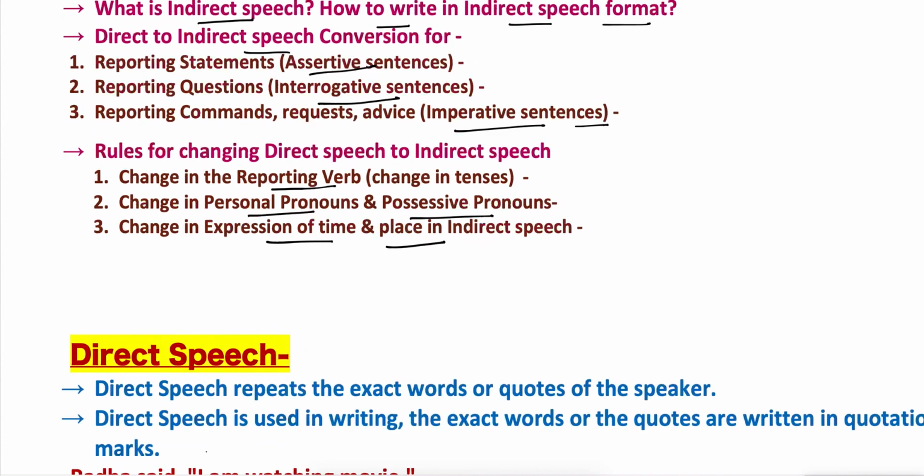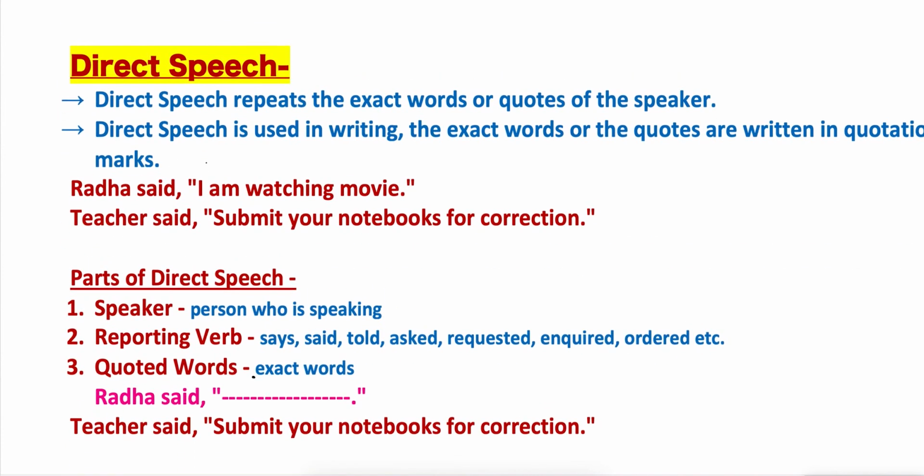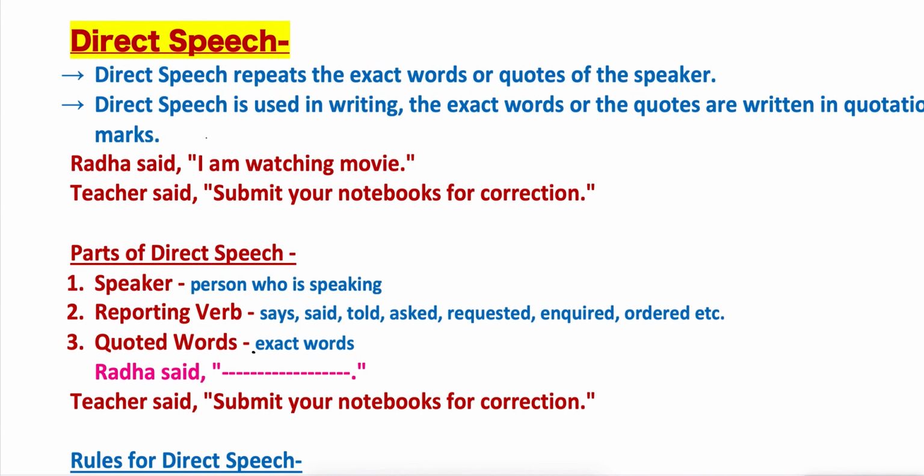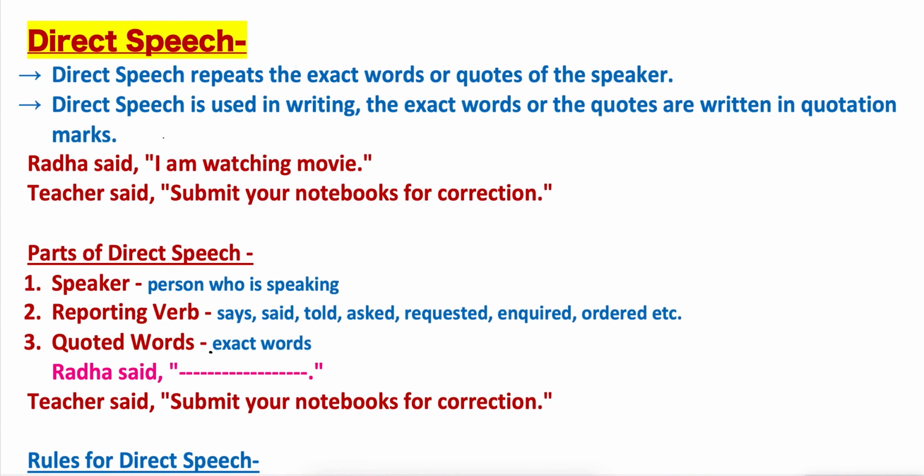So, first we will see what is direct speech. Direct speech repeats the exact words or the quotes of the speaker. Direct speech is used in writing. The exact words or the quotes are written in the inverted comma. For example, Radha said, "I am watching movie." So, Radha is the speaker here and "I am watching movie" is the exact quote or the exact words which the speaker has said. So, the direct speech expresses the exact words of the speaker.